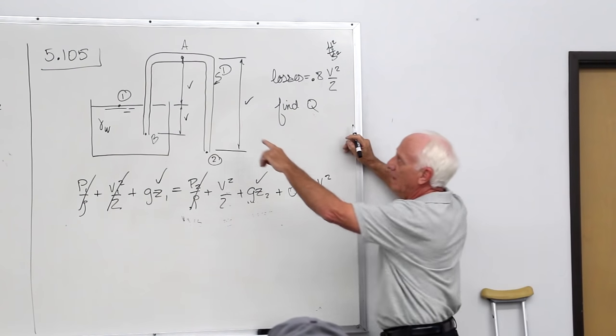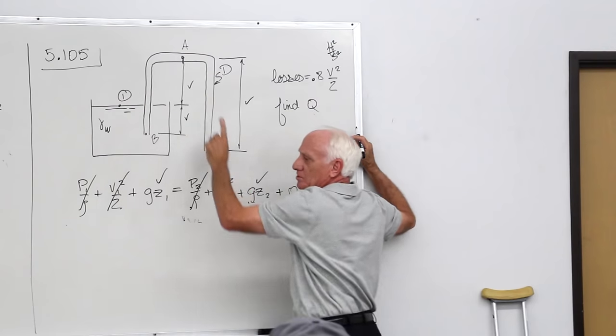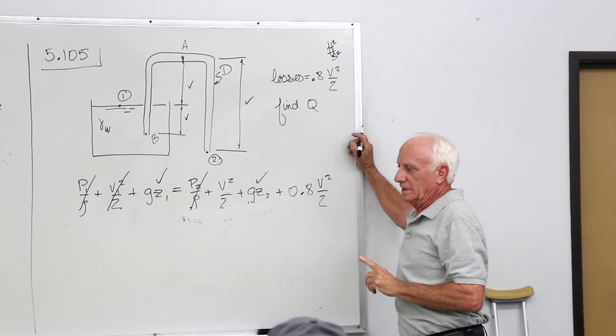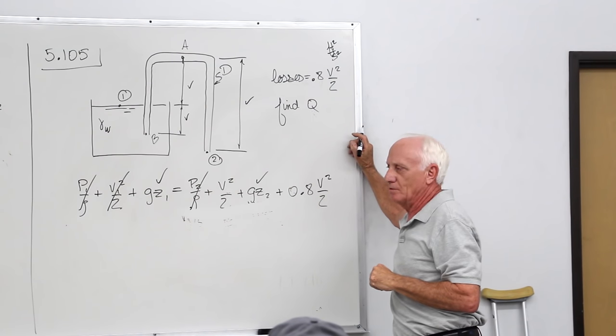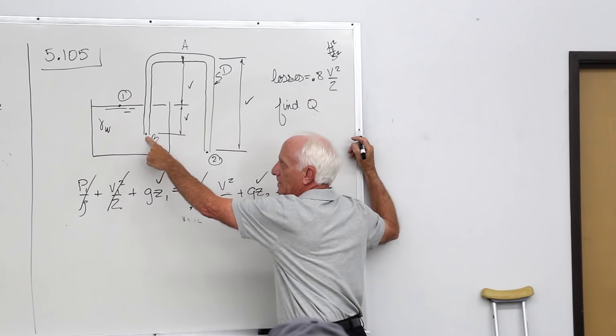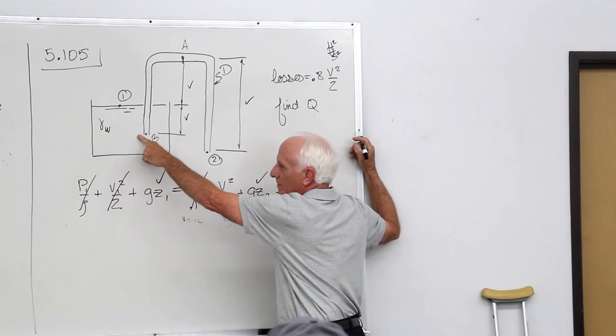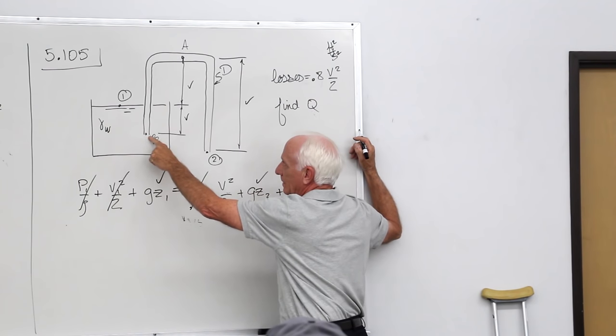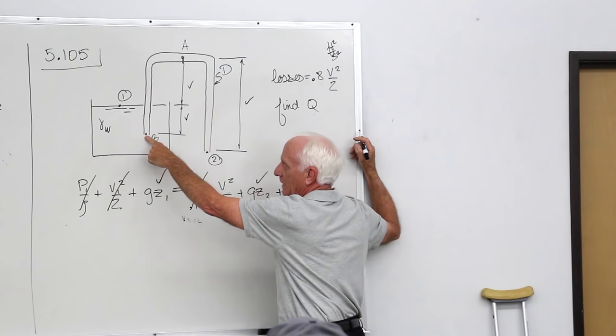I'm interested up here. Maybe the water's going to vaporize and stop the siphon. That's what I'm worried about: the vapor pressure of water up there. And how about the entrance here? Is the pressure just gamma times that distance? Oh, no, because there's a velocity there. What's that velocity? V.